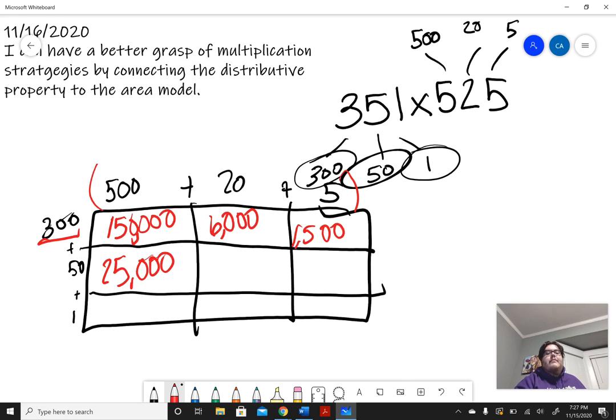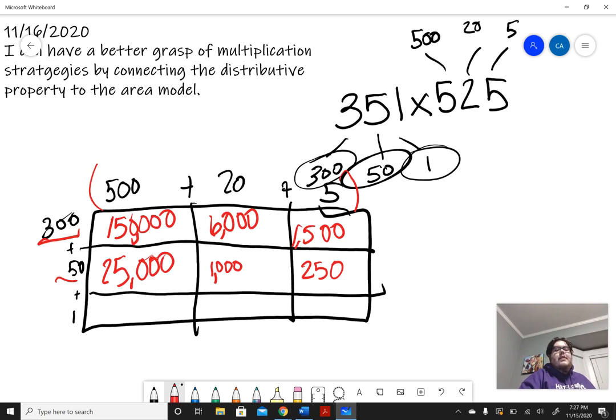Next, we have 50 times 20. 5 times 2 is 10. Then we had times 10 times 10, which is 100. 10 times 100 is 1,000. Next, we have 50 times 5. 5 times 5 is 25. Times 1 times 10 is 10. 25 times 10 is 250.